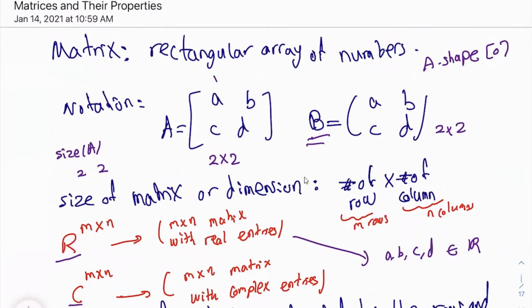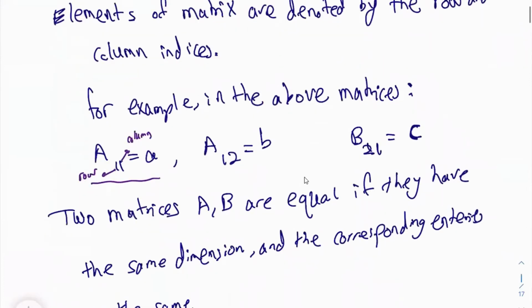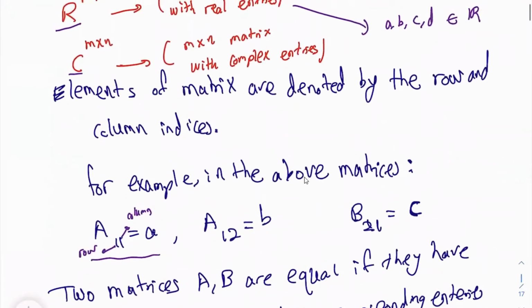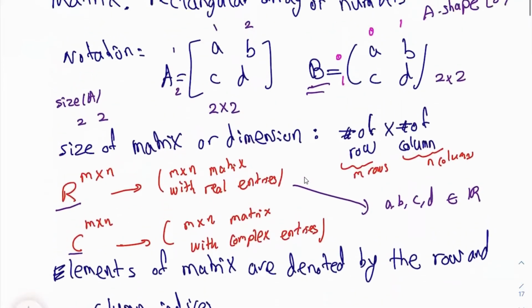If you want to name this, this is 1, 2, this is 1, 2, right? Of course, if you're familiar with low-level programming languages, they start from 0. So if you want to refer to them in low-level programming languages, you say 0, 1, 0, 1. But here, mathematically, we start from 1. So A12 is usually the first row and the second column. Like A21 means the second row and the first column.